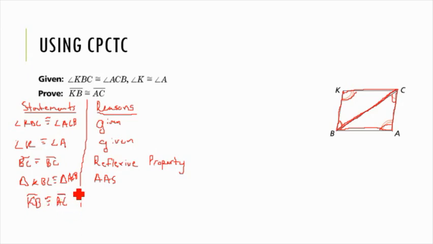And how did I know their corresponding parts? Well, if you look at the label, K and B are the first two letters of this triangle, and A and C are the first two letters of this triangle. So they are corresponding parts. So I can say, because of corresponding parts of congruent triangles, since we just proved that those two triangles are congruent, those sides are in fact congruent. So that's my reasoning. And there you go. That's how you use CPCTC in a formal proof.